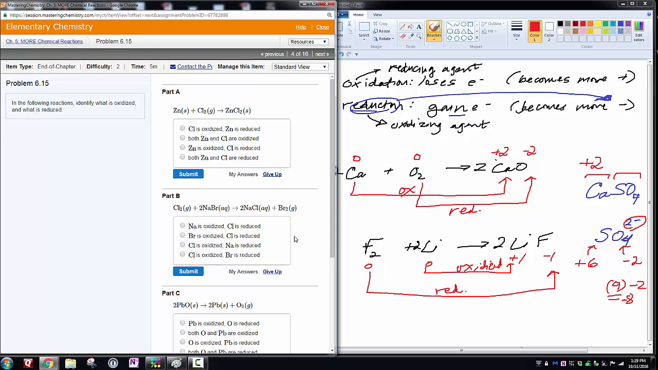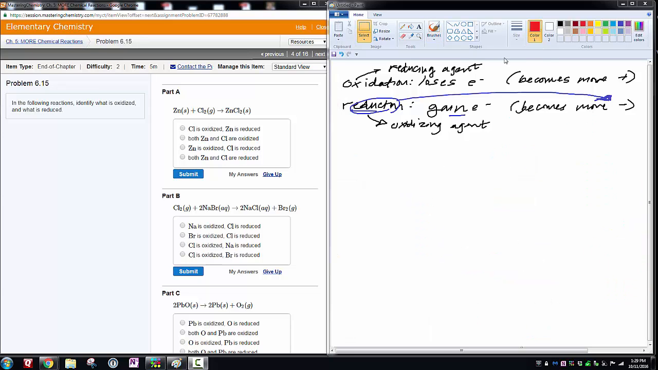Okay, in these reactions, identify what is oxidized and what is reduced. All right, I've cleaned my slate here. So we've got zinc plus chlorine goes to form zinc chloride.